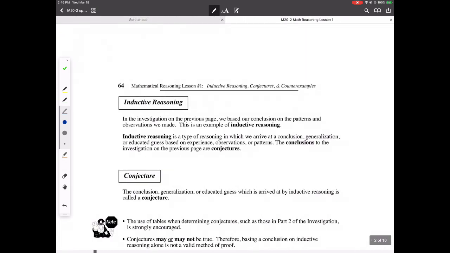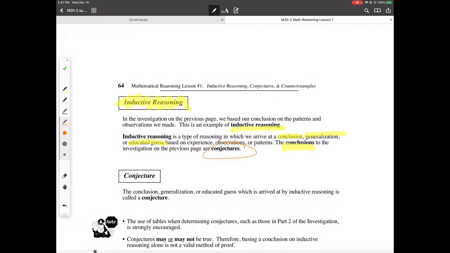So the first big term that's going to be really important for this unit, we call it inductive reasoning. In the investigation, we based our conclusion on the patterns and observations we made. This is an example of inductive reasoning. For inductive reasoning, we're always going to assume that whatever pattern is established is going to continue. We know that's not always true, but this is just a general conclusion or generalization, or as we like to say, educated guess, based on experience, observations, or patterns. The conclusions are always going to be referred to as conjectures.